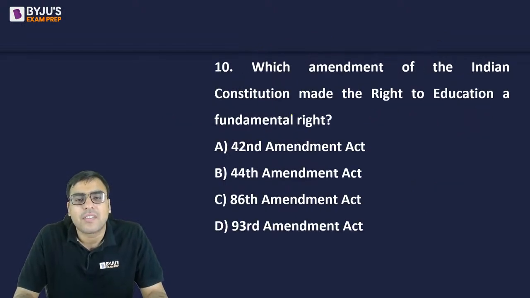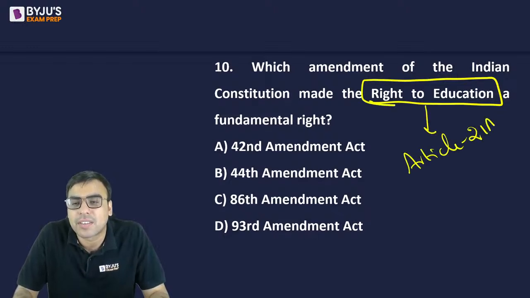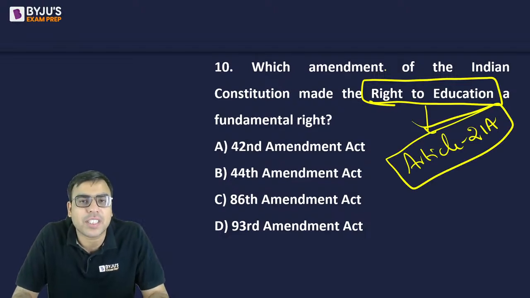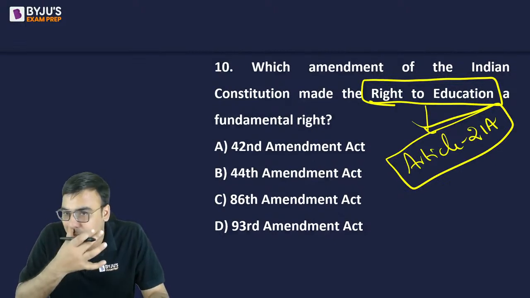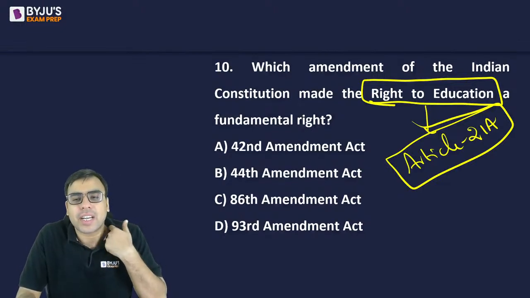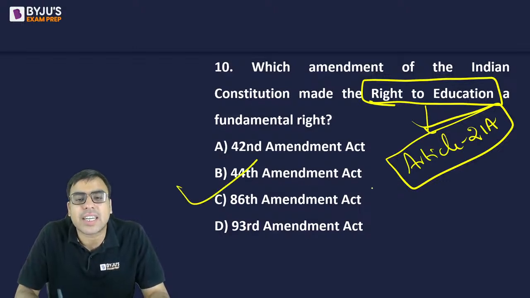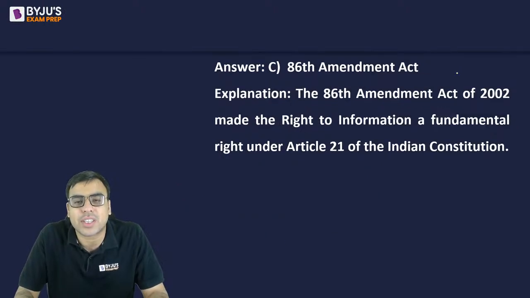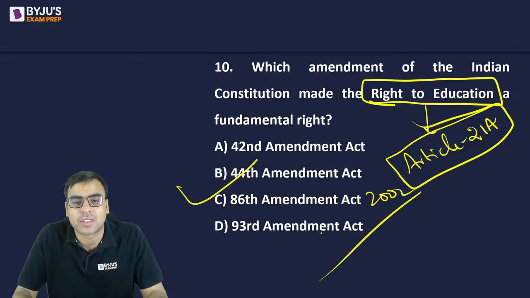Okay. Which amendment of the Indian Constitution made right to education a fundamental right? I have just told you that it inserted Article 21A to make it a fundamental right. So which of the following amendment we are talking about? 42nd, 44th, 86th, 93rd. What is the right answer? The right answer is 86th Amendment 2002. So C is the right answer to this question. It inserted right to education as a fundamental right. So C is the right answer.